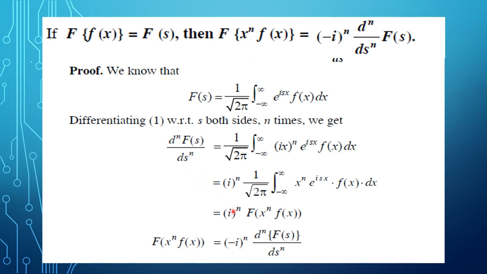From this we write the Fourier transform of x to the power n f(x) is equal to (minus i) to the power n d^n F(s) by ds^n. Actually, when we write it, there is 1 by i to the power n, then multiplying both sides by i to the power n, we find i to the power n by i to the power 2n, and i squared is equal to minus 1, and hence we find this. It is very simple.